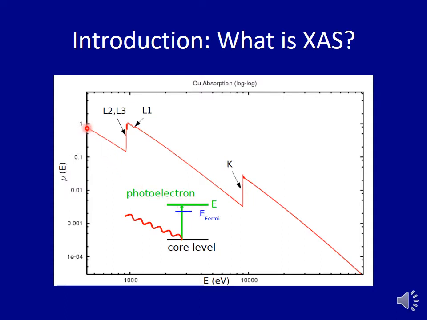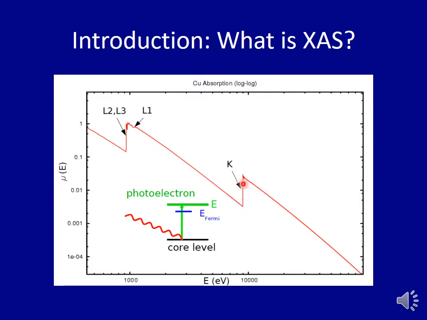Now, if you're not near the binding energy of a core level, you get a pretty smooth curve, as you see for most of this range here on this curve that's for copper absorption. But right when you get to the binding energy of a core level, that core level electron is all of a sudden energetically allowed to participate in the absorption process, and therefore many more photons are absorbed, and you get a sharp jump in the spectrum, which we call an edge.